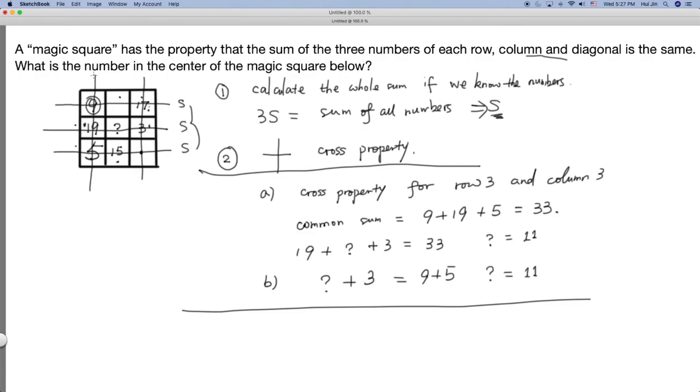By knowing the sums are the same, if you look at a row crossing a column, after removing the common element, the sum of the remaining numbers has to be the same. A variation of this cross property is extremely useful in solving Sudoku puzzles. And maybe we can talk about Sudoku in a different lecture.